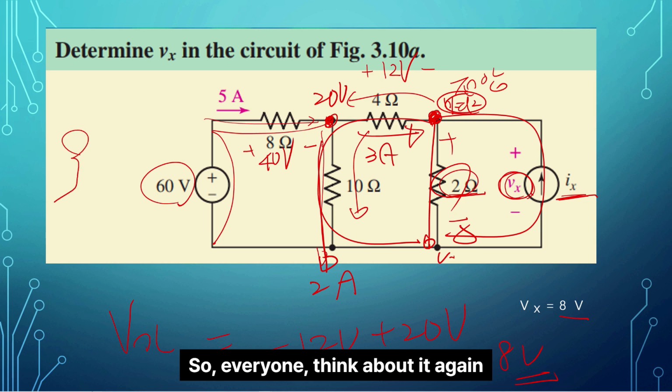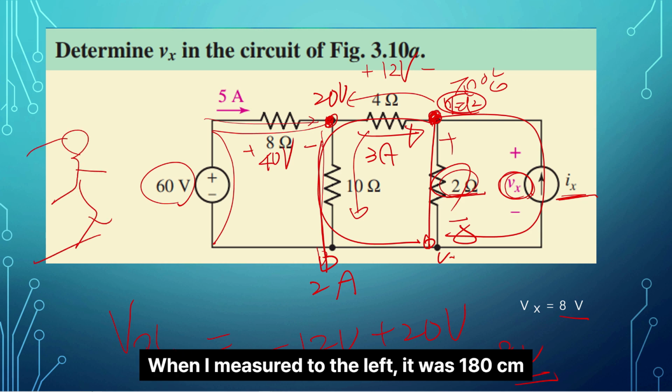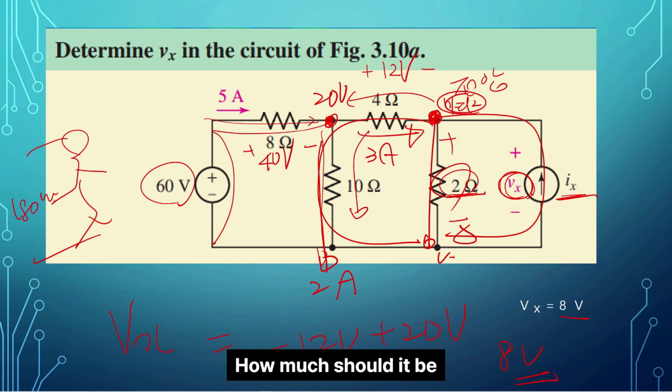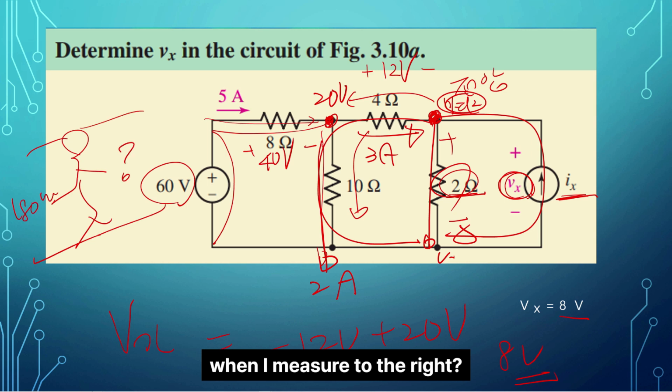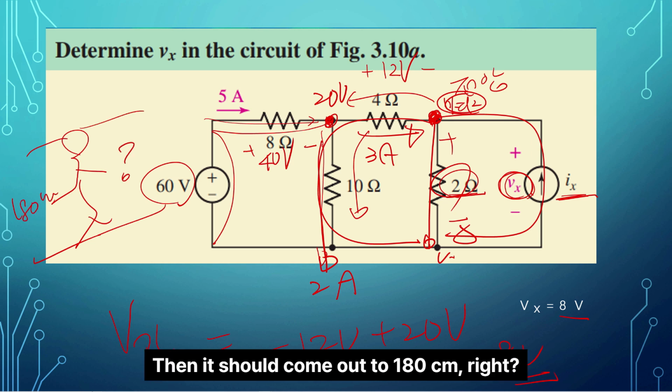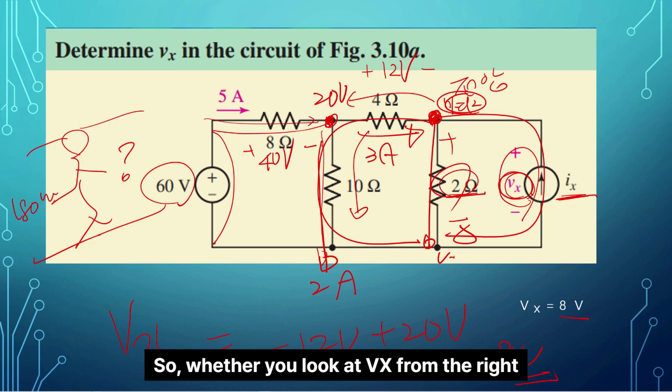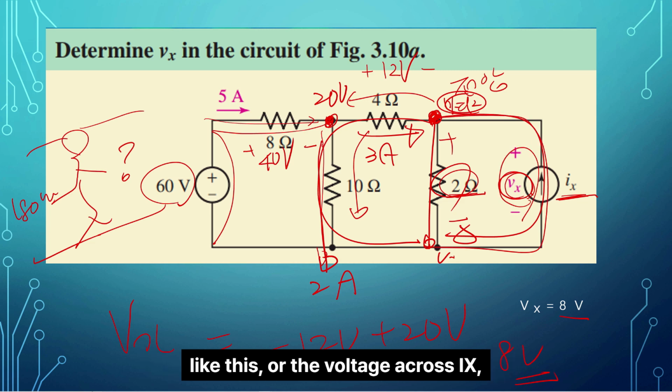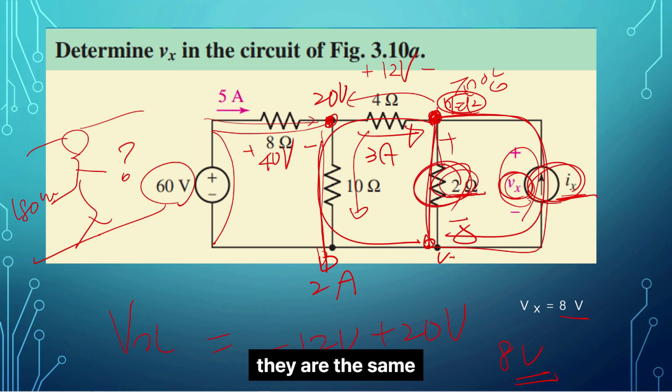So, everyone, think about it again. When I measure to the left, how much should it be? 180 centimeters. When I measure to the right, then it should come out to 180 centimeters. So, whether you look at Vx from the right, like this, or the voltage across this resistor, they are the same. If you understand it this way, it will be very accurate.